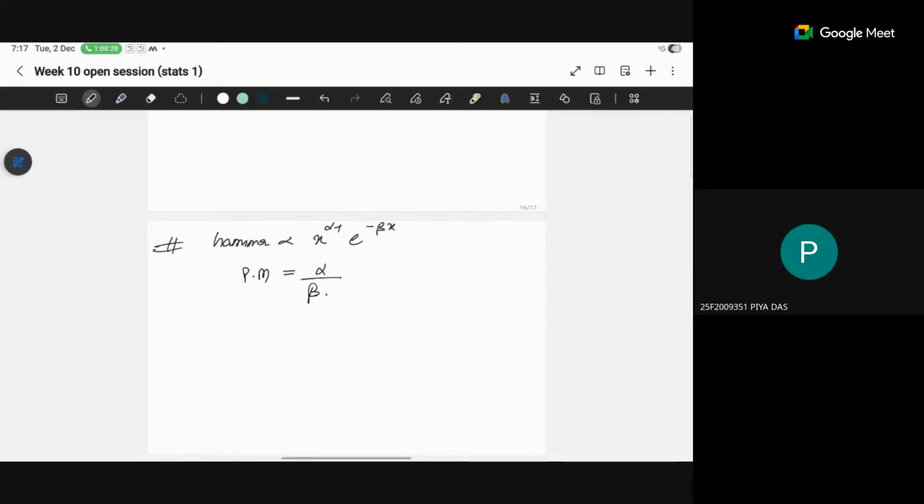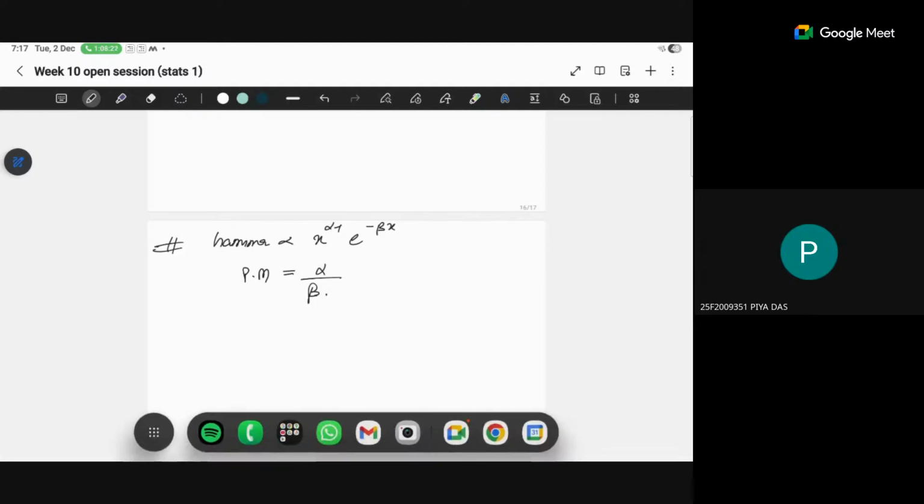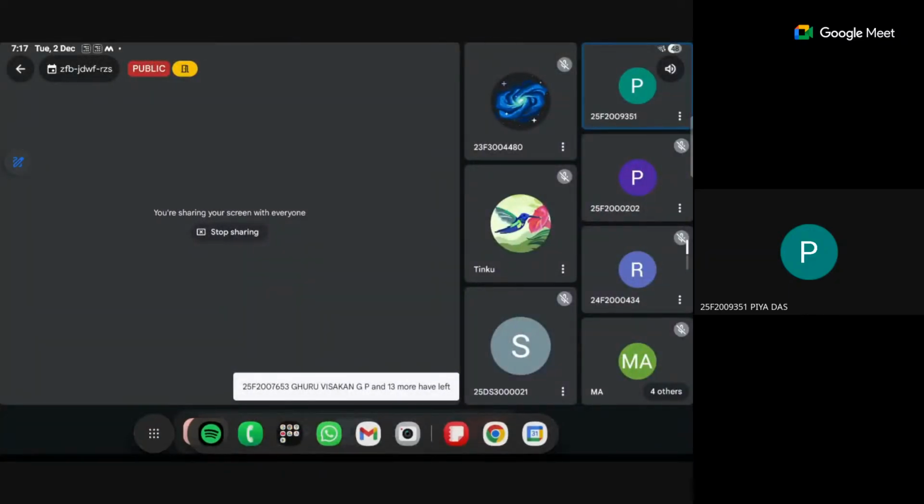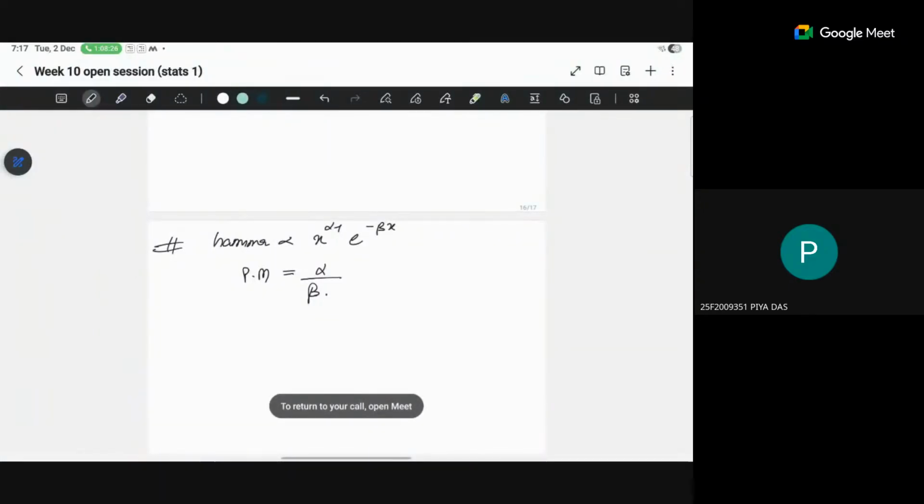Answer will be 2.6. That I could check. What about others? It's in the range only, so I mean 2.6 would be the answer. What about others?